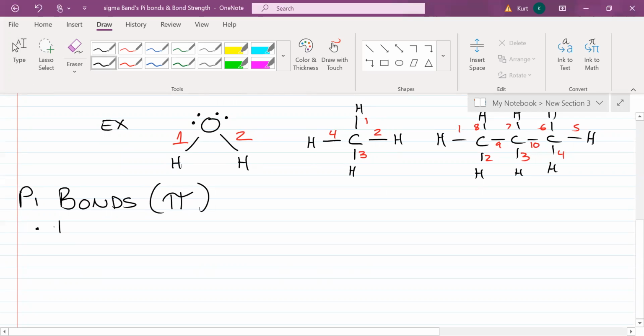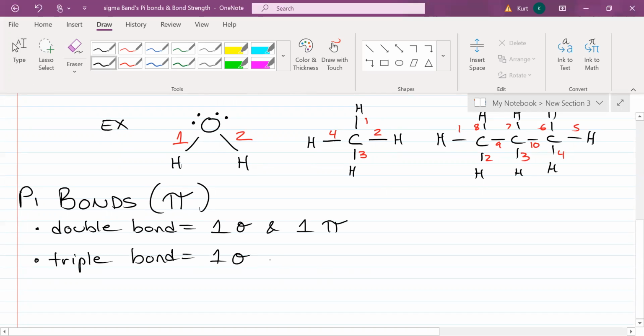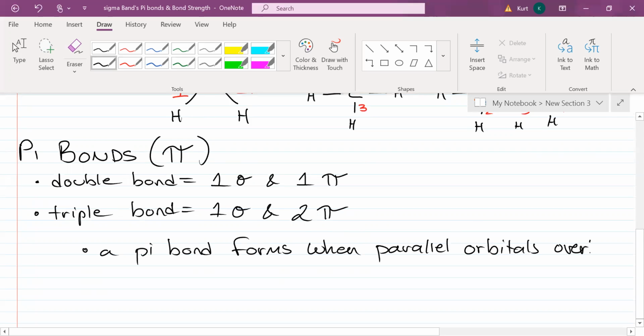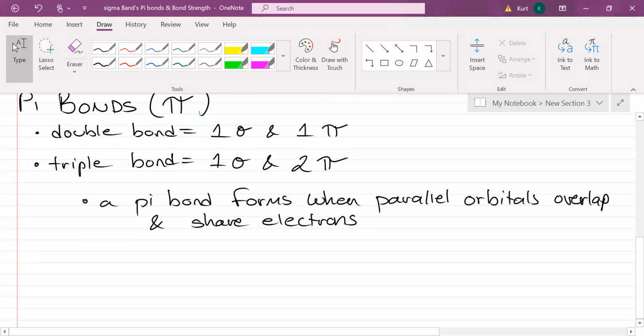So remember that when you have a double bond, it results in 1 sigma and 1 pi. And when you have a triple bond, you have 1 sigma and 2 pi bonds. A pi bond forms when parallel orbitals overlap and share electrons. We'll do a few examples for you guys to just identify how many pi bonds there are. Should be pretty straightforward.